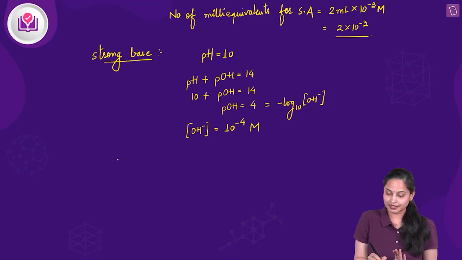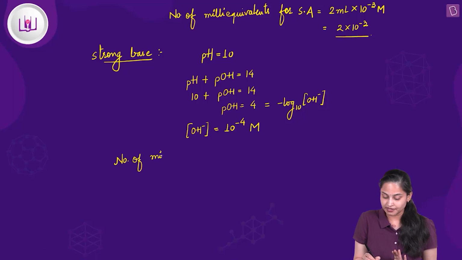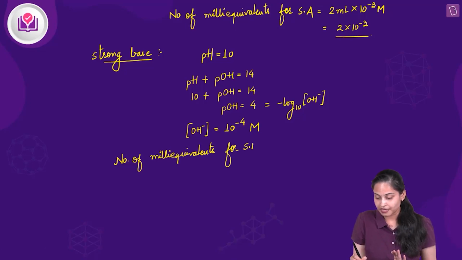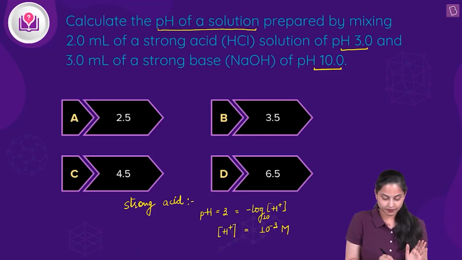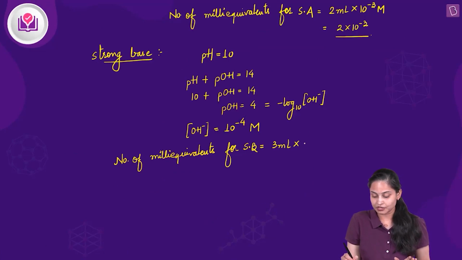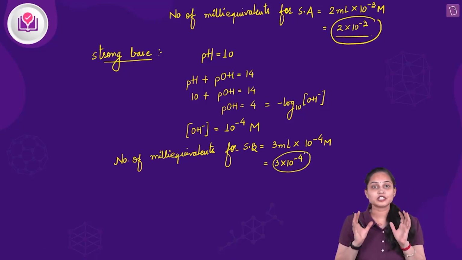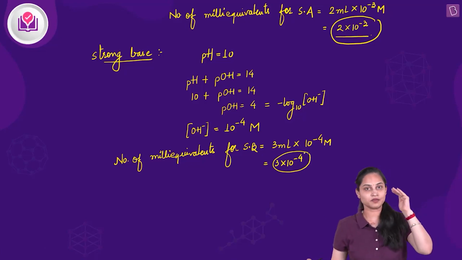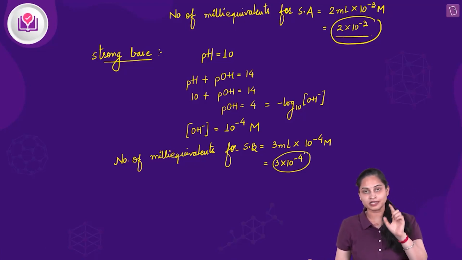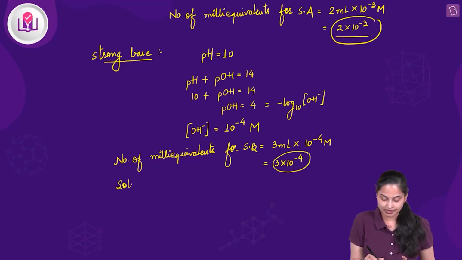Now if I want to calculate the milli equivalents for strong base, it will be equal to the volume in ml, which is 3 ml, multiplied by the hydroxide ion concentration, 10 raised to power minus 4 molar. So it becomes 3 into 10 raised to power minus 4 milli equivalents for strong base. Now the milli equivalents for strong acid are more than the milli equivalents calculated for strong base, which means the solution is acidic in nature.